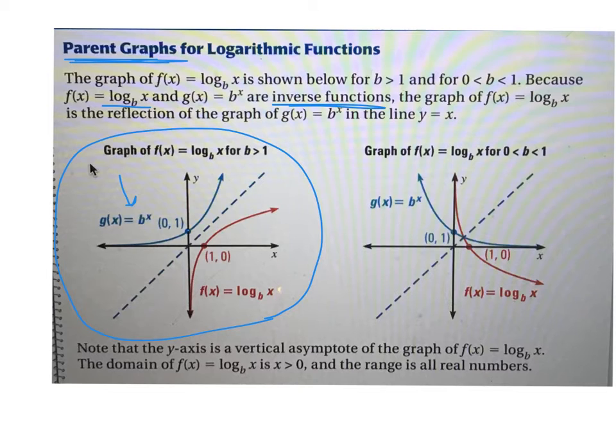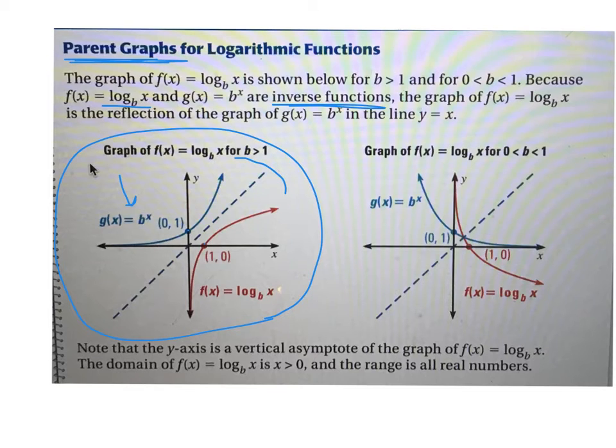Now, inverse-wise, remember it's a reflection across the line y equals x, but everything just switches. Now your y-axis is an asymptote. Instead of going through 0, 1, it goes through 1, 0. It doesn't go left and right forever; it goes up and down forever. Everything is reversed or interchanged between your exponential and your logarithmic graph.